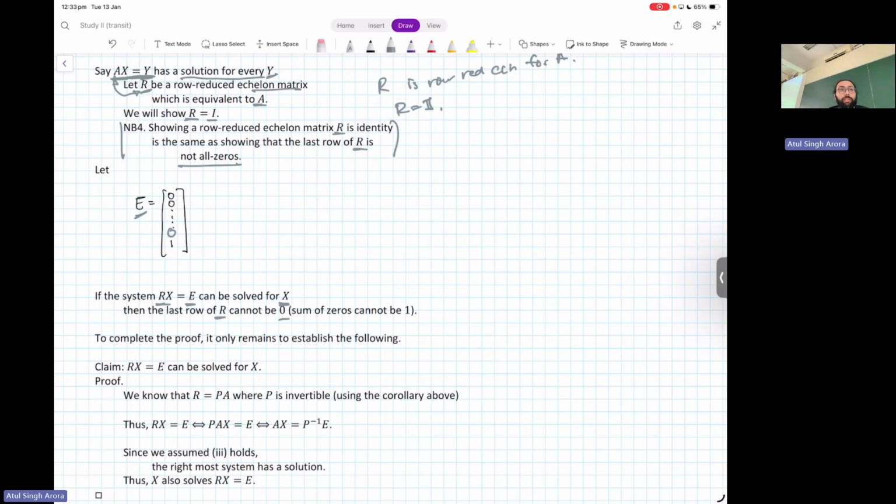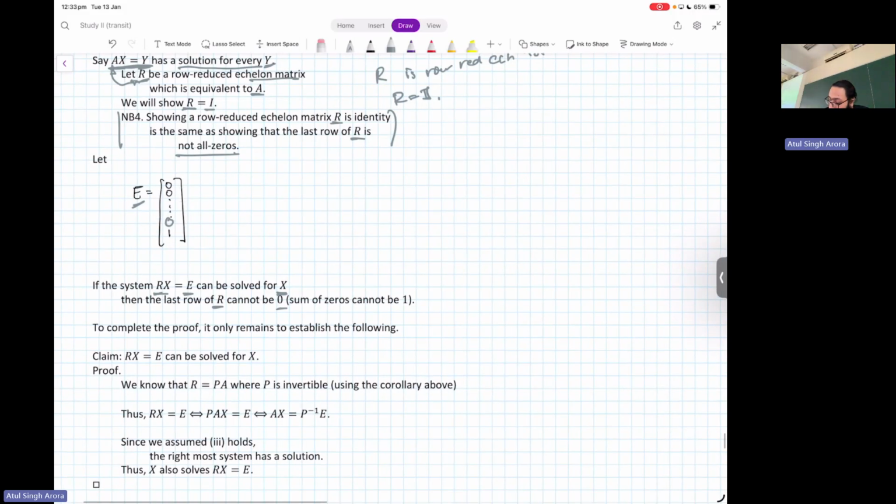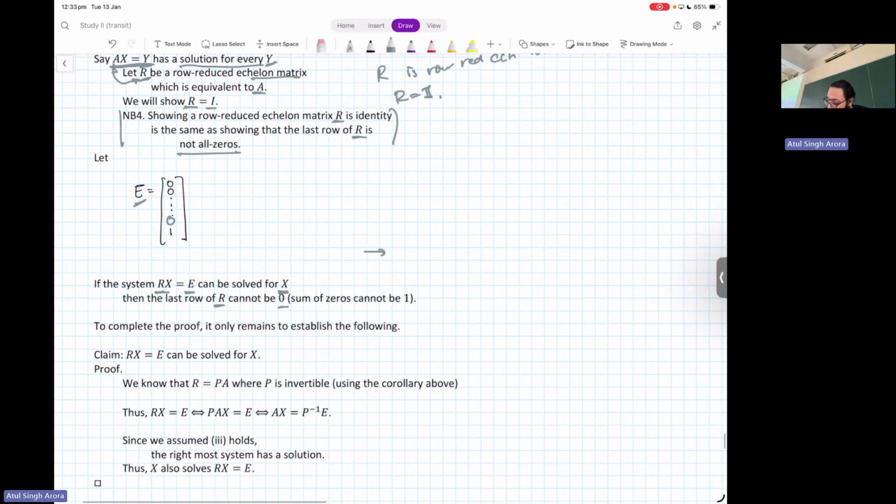Is that obvious? Is it clear? No. Okay, so let's take a look. Suppose that the last row was all zeros. It's very similar to the proof I gave earlier. So R1 and so on are all the rows, and suppose that Rn was a zero row, all zeros.